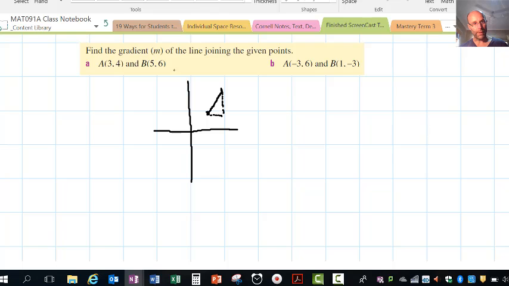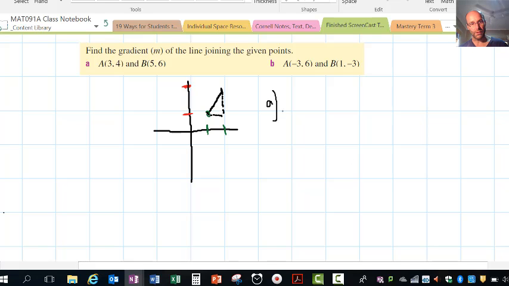Okay, so remember the way we get the rise is the difference between the two y values, and the way we get the run is the difference between the x values. So again, the way we get the rise is the difference between the y values, and the way we get the run is the difference between the x values. So let's have a look at that. You don't have to draw this diagram as long as you know your formula.